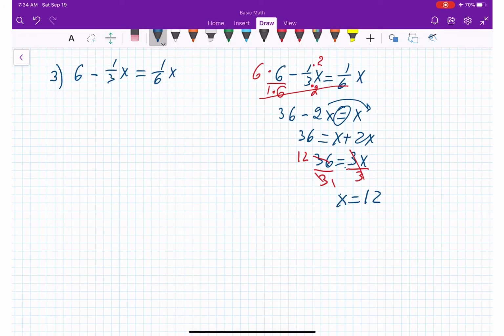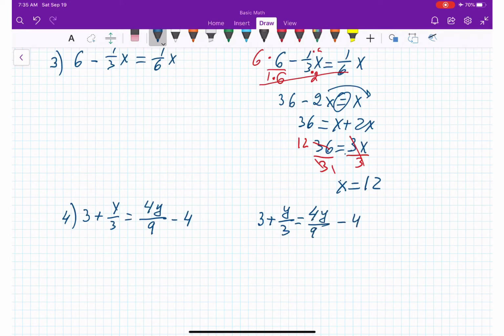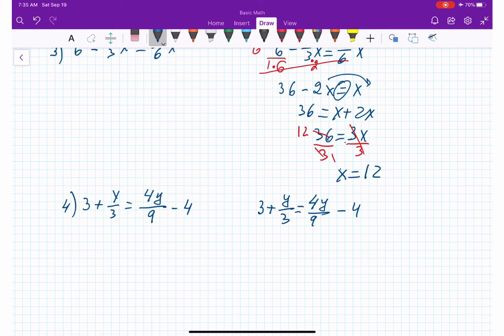Next one. 3 plus y over 3 equals 4y over 9 minus 4. Okay. 3 plus y over 3 equals 4y over 9 minus 4. All right, we have denominators 3 and 9, so the common denominator is going to be 9, yes?